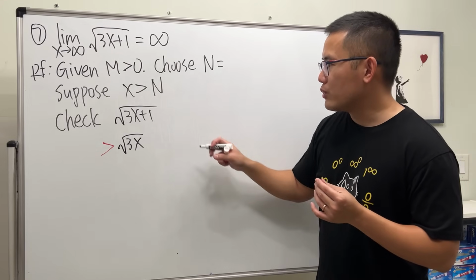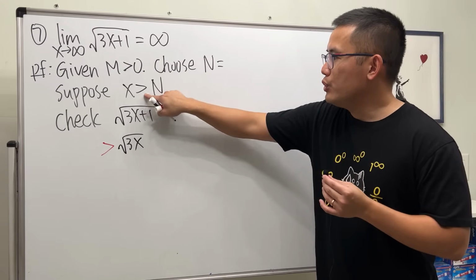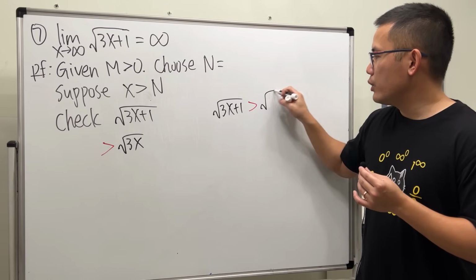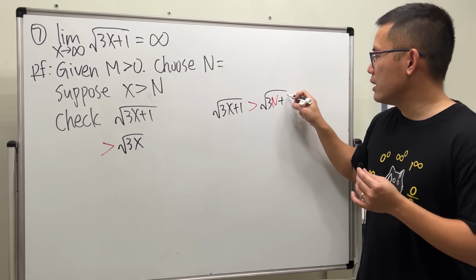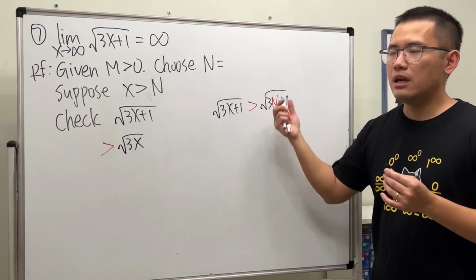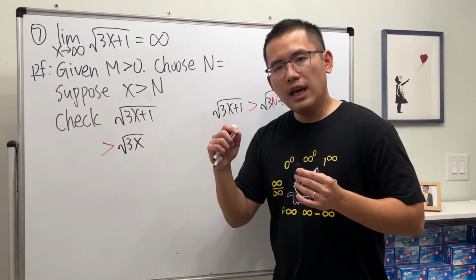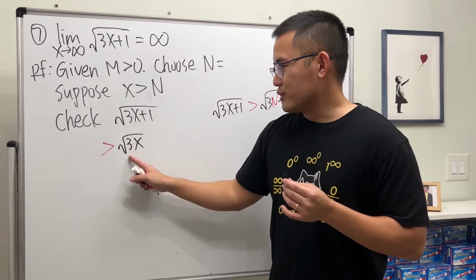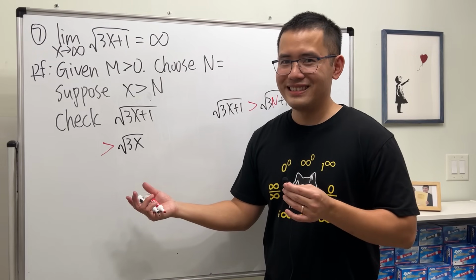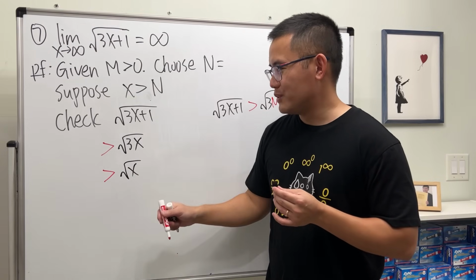In fact, if you really want to, because again, this is an increasing function and x is greater than n, you could say square root of 3x plus 1 is bigger than square root of 3n plus 1. And then once you have this, set it equal to m, and then solve for n in terms of m. That's fine. But this is easier. And if you really want to, square root of 3 is bigger than 1. You can ignore the 3 as well. Should we do it? Sure, why not? This is bigger than square root of x, because square root of 3 is bigger than 1.